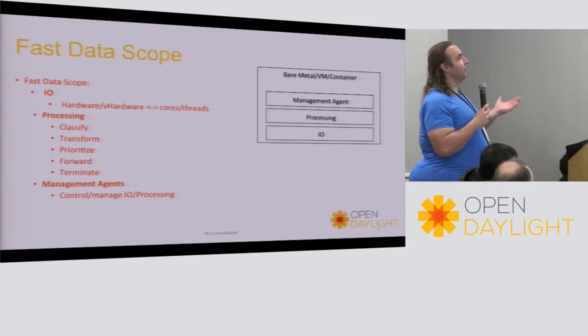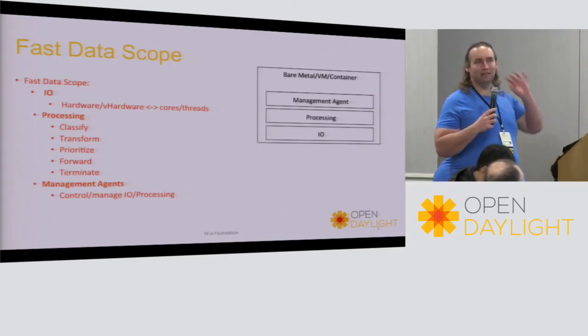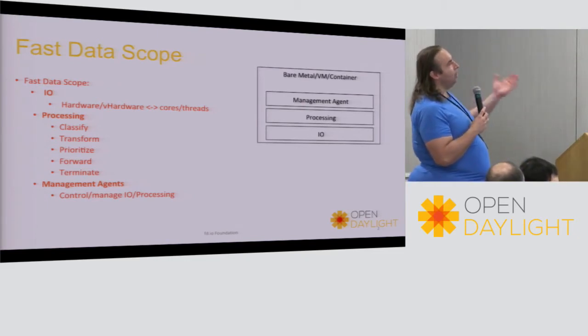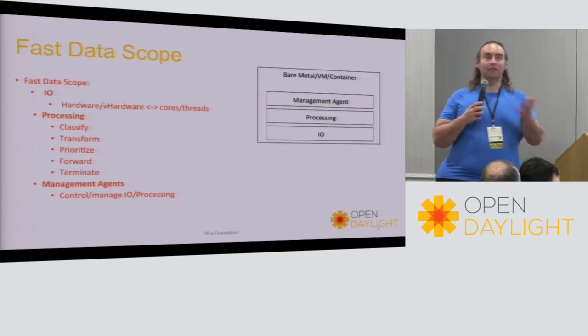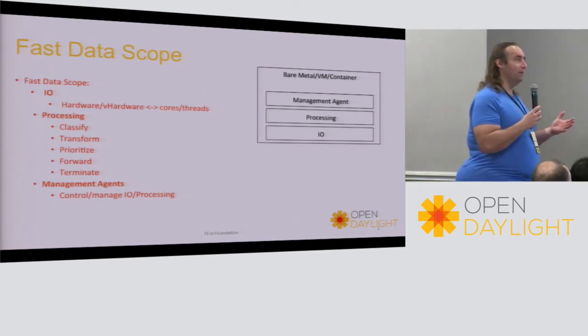So FIDO is a new consortium at the Linux Foundation. Basically, it's, you know, fast data, FD.io, typically pronounced FIDO. And the scope of this consortium is actually IO services. Networking is clearly one of those pieces, but it's not the only one. Storage is also in there, several other things as well.